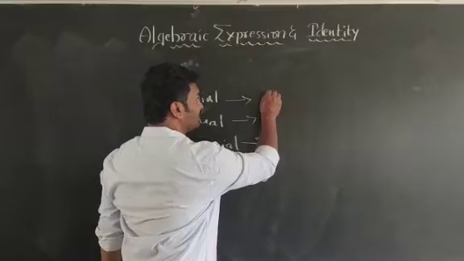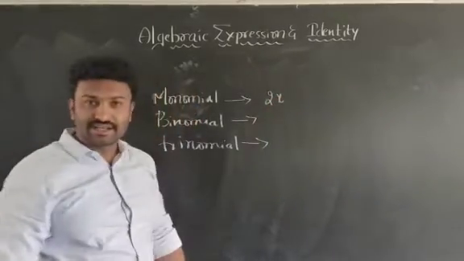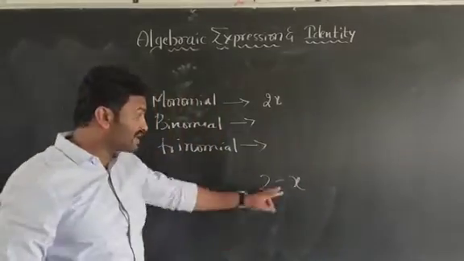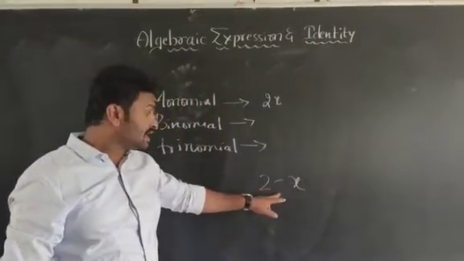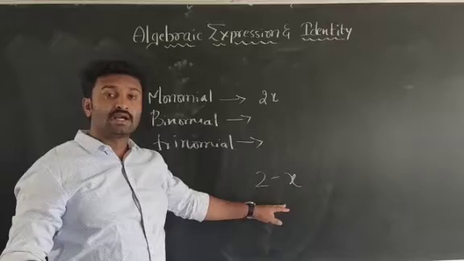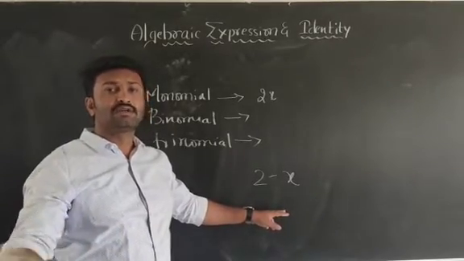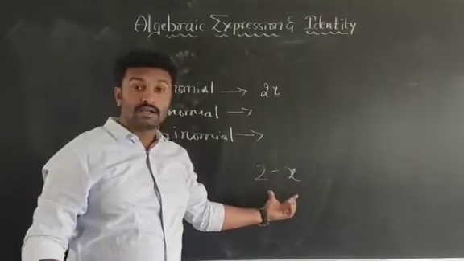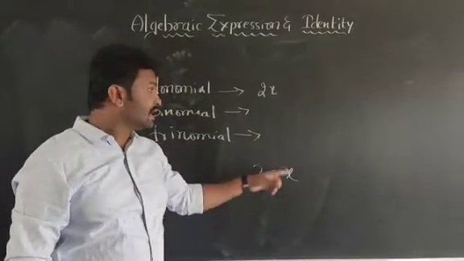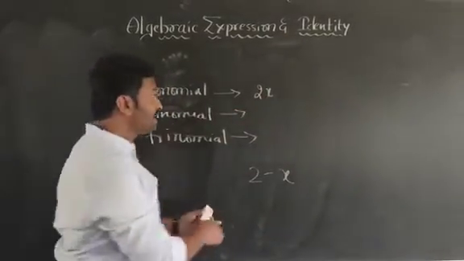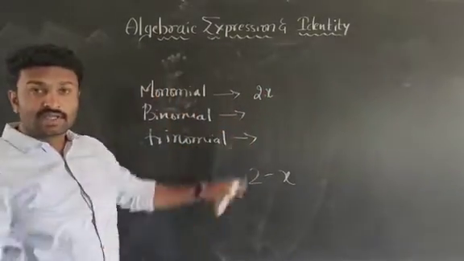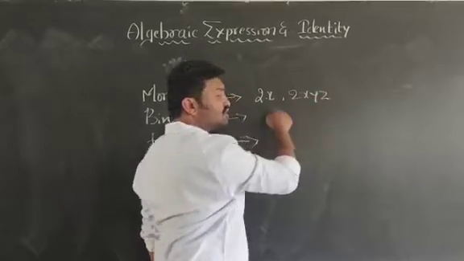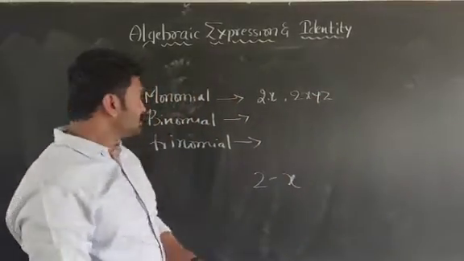For example, 2x. Correct? This is not a monomial: 2 minus x is not a monomial. Why? Here, in between numerical or any term, if plus or minus is there, it is not a monomial. Here multiplication sign is there, right? 2 into x is a monomial. And one more, 2xyz is also a monomial.